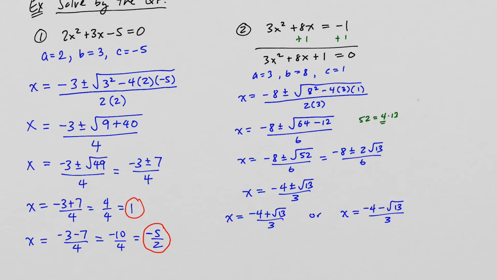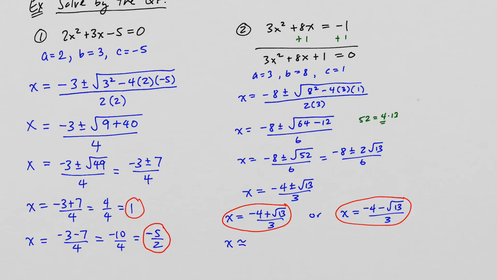Notice that these answers are not quite as nice as the answers that we had in the last example. Those answers were nice because we were taking the square root of 49, which we know is 7. The square root of 13 is not a perfect square. So you can either leave your answers like this, or you can approximate your answers.